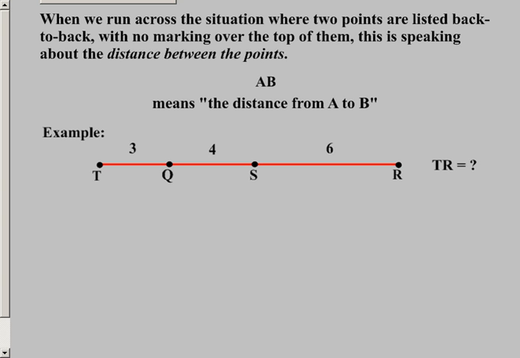Okay, so let's figure out what our number should be. If we need to get from T all the way to R, then basic common sense would say, if you want to get from T to R, it would make sense for you to get from T to Q, and then from Q to S, and then from S to R. And that would get you all the way from T to R. Okay, so let's look and see if we know those little individual measurements.